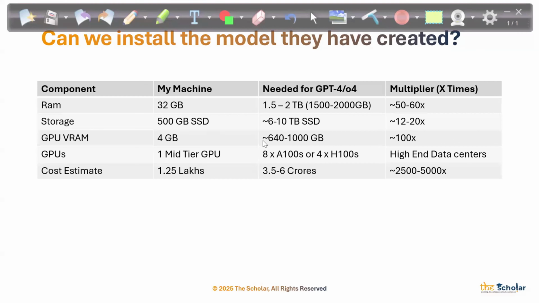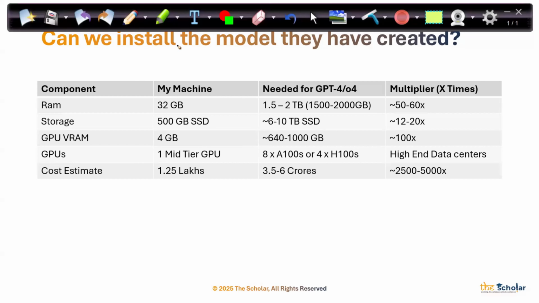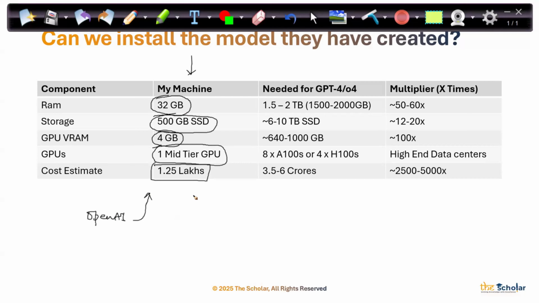As of now, the laptop I have has this configuration, right? This is my laptop, which has 32 GB of RAM, 500 GB of hard disk, and 4 GB of GPU, a mid-tier GPU, and it cost me around 1.25 lakhs. This is the laptop I am using as of now. My question here is: the OpenAI model which they have created, can I somehow put it on my machine? Is that really possible?